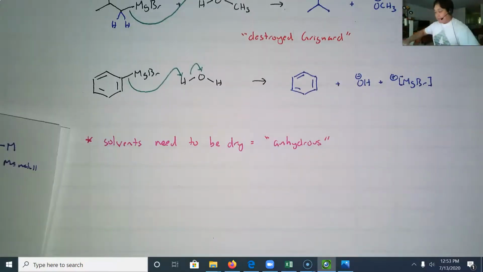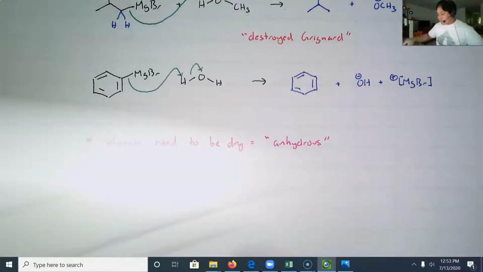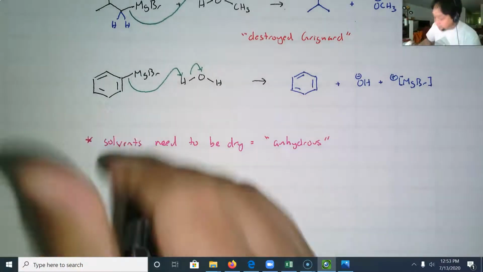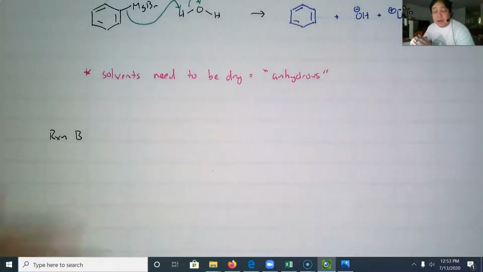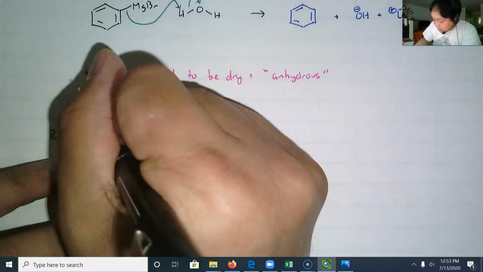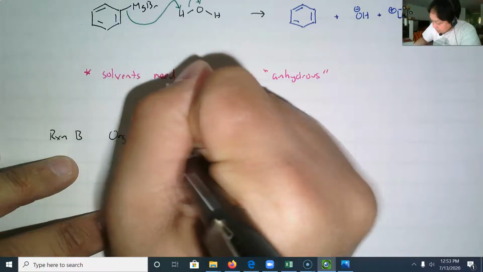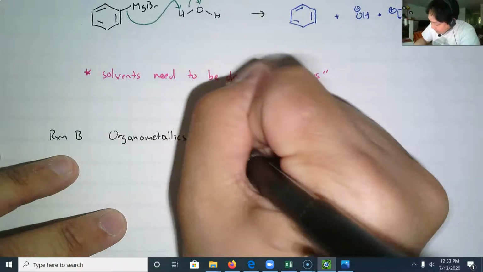Now, what can we do with these organometallics, these Grignards and these organolithiums? We are going to react them with epoxides. This is reaction B. We can't forget what epoxides are and how they react, and we can't forget how they open up. Do you remember ring opening of an epoxide? We're going to do the same thing with these reagents. So we're going to call this organometallics plus epoxides.